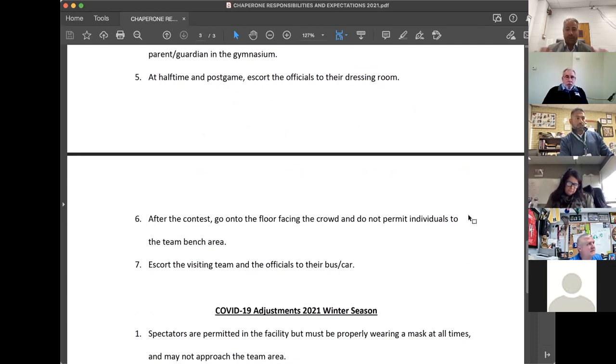So you face the crowd and do not permit individuals into the team bench area. You'll always get the parent that wants to go over with something. And if they have something that the child needs, water, etc., the worker will take it from them and bring it over. And then we escort the visiting team and officials to their bus and or car at the end of the contest. Make sure they get safely in there and off the parking lot and off the campus.